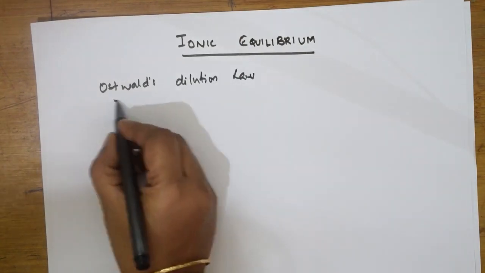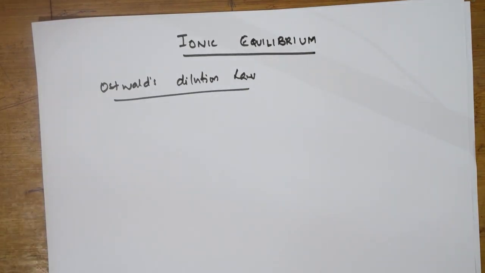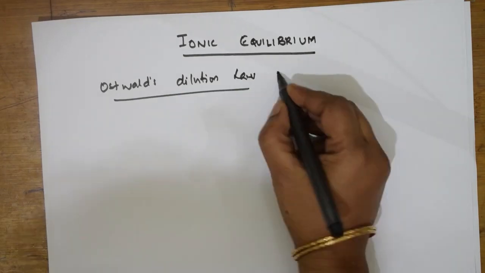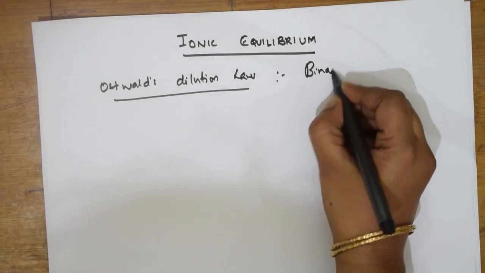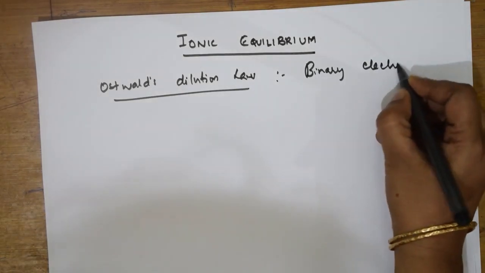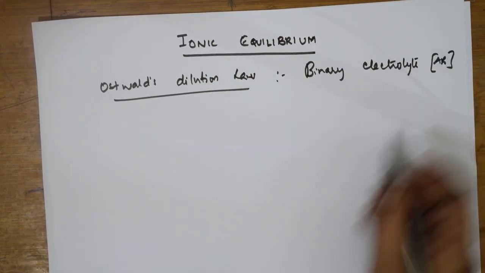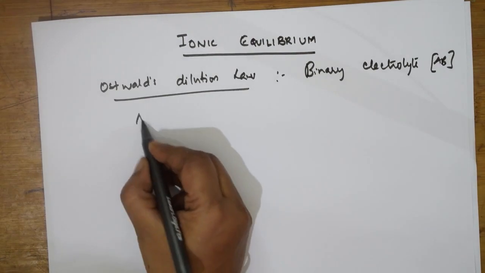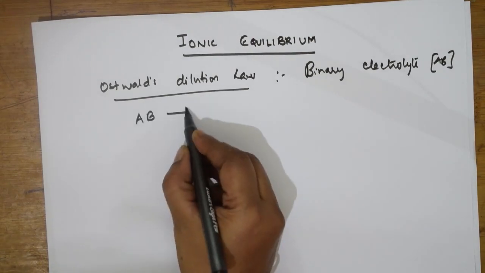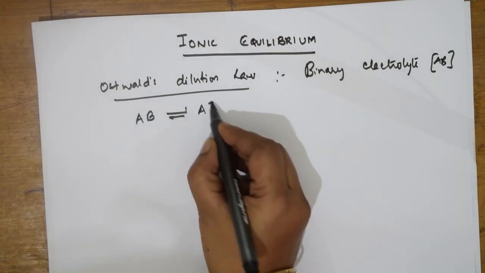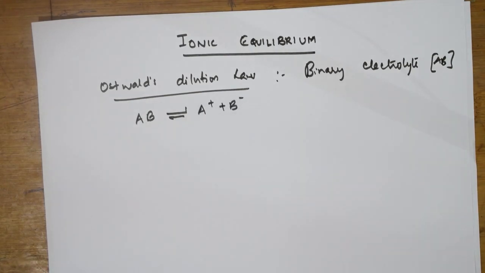In Ostwald's Dilution Law, the first important concept is, suppose you are taking a binary electrolyte. What is a binary electrolyte? Binary means two, a combination of a cation and an anion, just like AB. So when you are taking AB, a binary electrolyte, when this is dissolved in water, this dissociates into A plus cation and B minus anion.